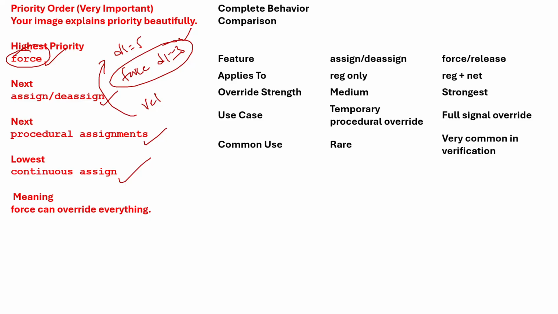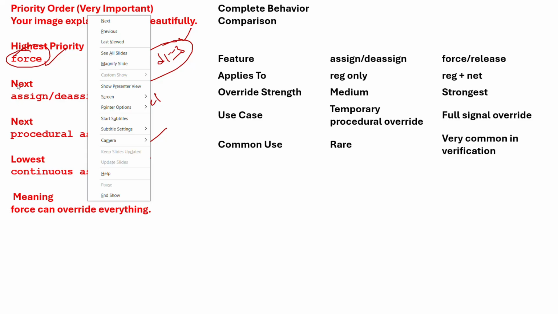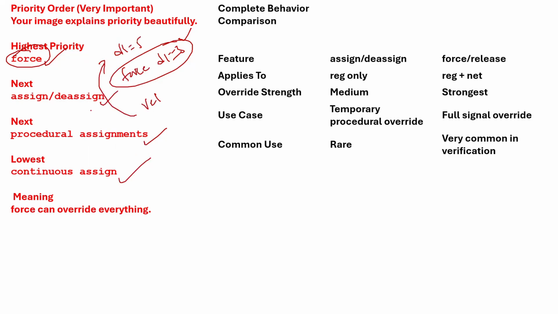Okay, so whenever I want to set some value and check some priority value, at that time force will be utilized. Okay, assign and deassign, that is the next level. After the force we have assign and deassign. So to what would this be applicable? Register type only. Force will be applied everywhere, register and also net. Assign is applied to reg only.